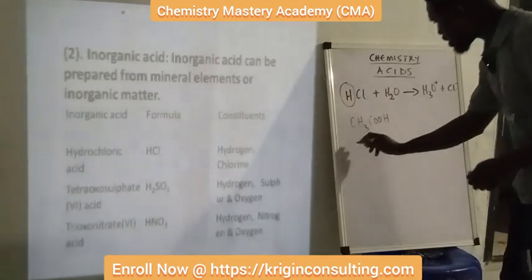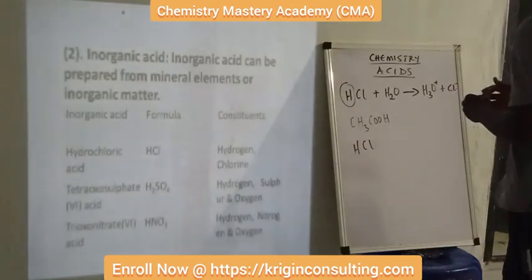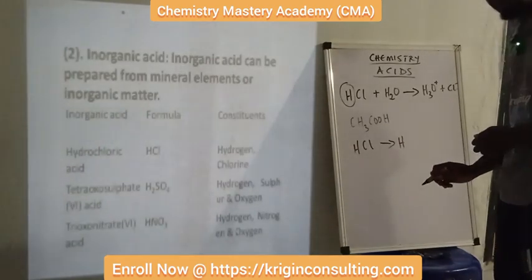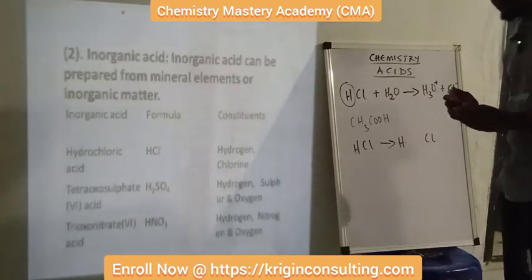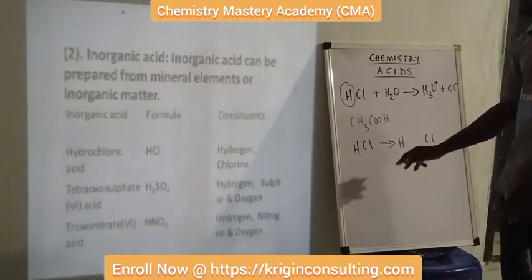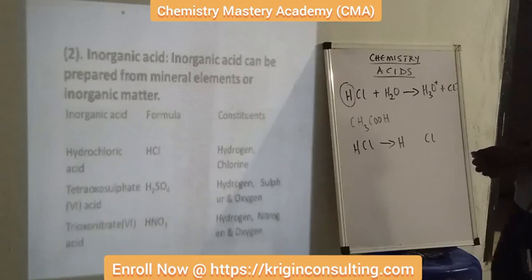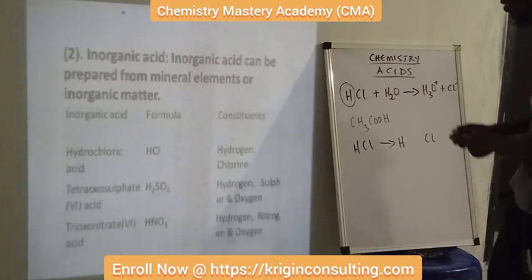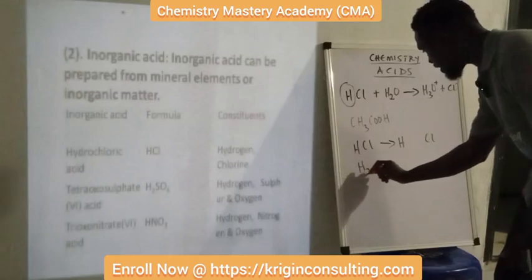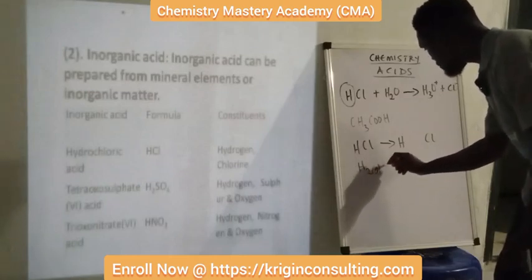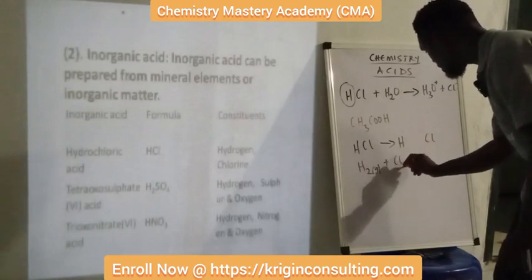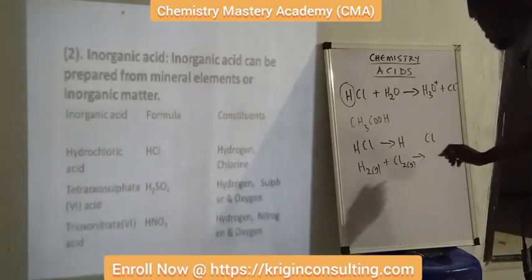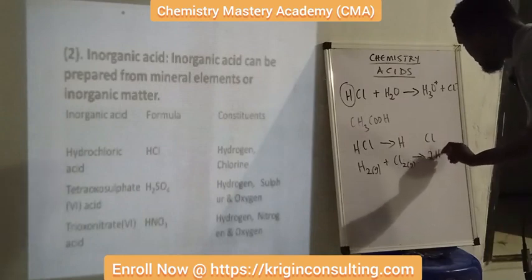For example, now, HCl is a combination of what? Hydrogen and what? Chlorine. Okay, so HCl is a combination of hydrogen and chlorine. That means HCl is an inorganic acid. So HCl is formed when you bring in hydrogen gas plus chlorine gas. Okay, now when you bring in hydrogen gas plus chlorine gas, you will form 2HCl.